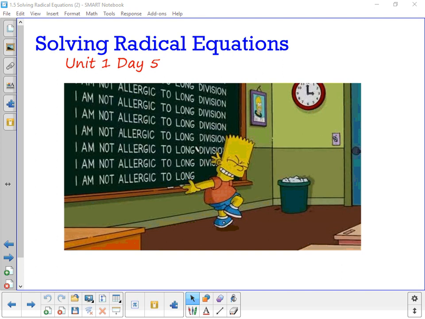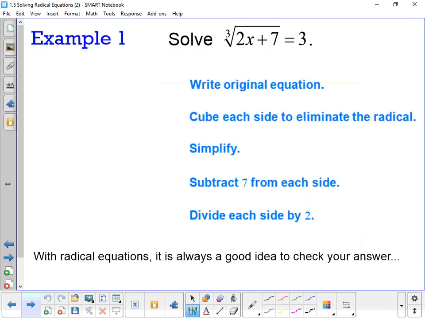All right, this is Unit 1, Day 5. Today we will be solving radical equations. We have one more lesson before our review day, and our test will be next week. So today we will be working on solving radical equations.